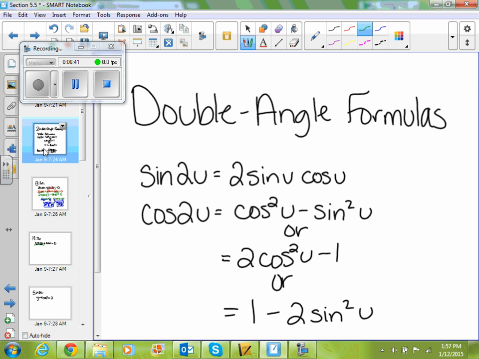You have to use one of your double angle formulas. So we can use cosine squared of x minus sine squared of x, or 2 cosine squared of x minus 1, or 1 minus 2 sine squared of x. Because my other term in here is a cosine, I'm going to use this one. That way I'll get down to just cosines.